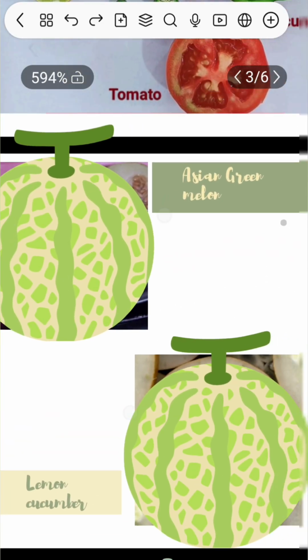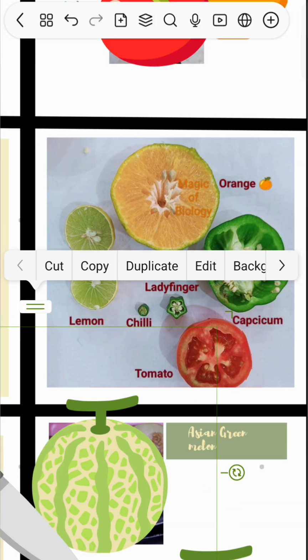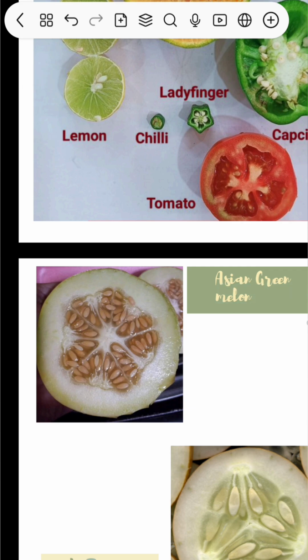So let us see two. We have two types of cucumbers. We can cut it. Let me take my knife. Okay, let me cut these. And this also. You can clearly see inside. This is an Asian green melon.